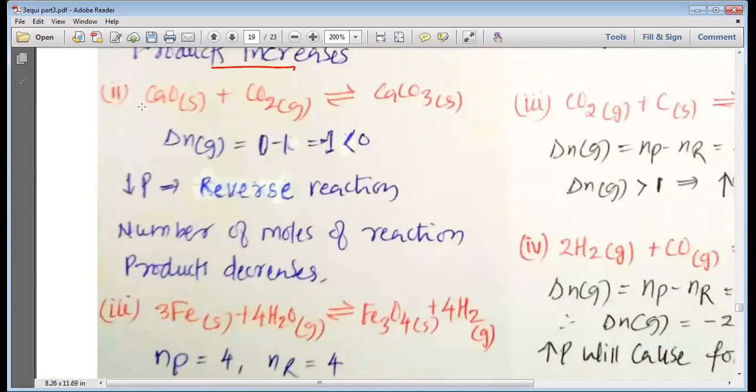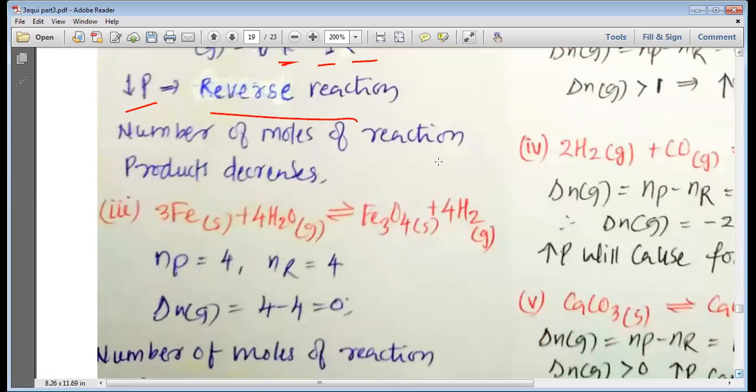Next question: we have a reaction CaO solid plus CO2 giving CaCO3. If you look at the product side, there are no gaseous moles because it is a solid, and on the reactant side we have 1 mole of gas, that is 1 mole of CO2. Calcium oxide is also a solid, and therefore delta N gas is equal to Np minus Nr. On the product side there are no gaseous moles, on the reactant side there is only one, so it is -1, which is less than 0, and thus a decrease in pressure will cause the reverse reaction to proceed, and thus the number of moles of products will decrease.